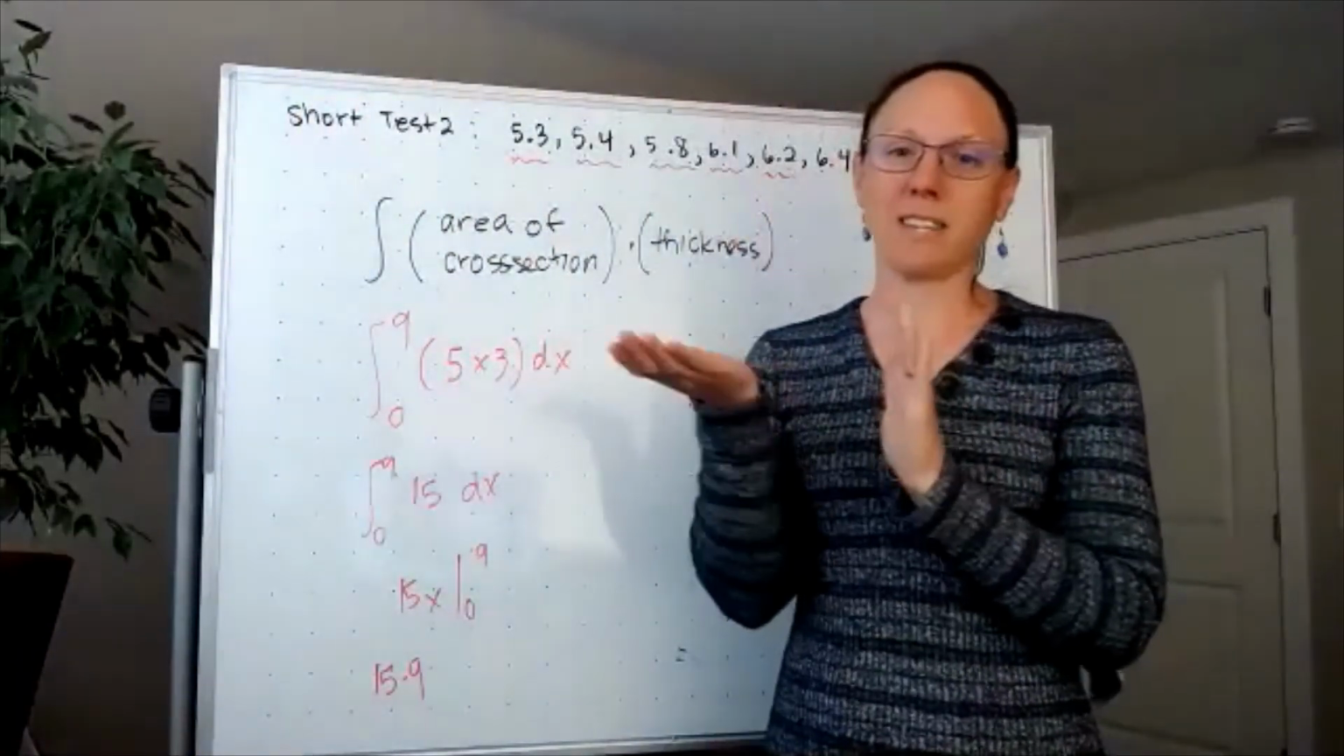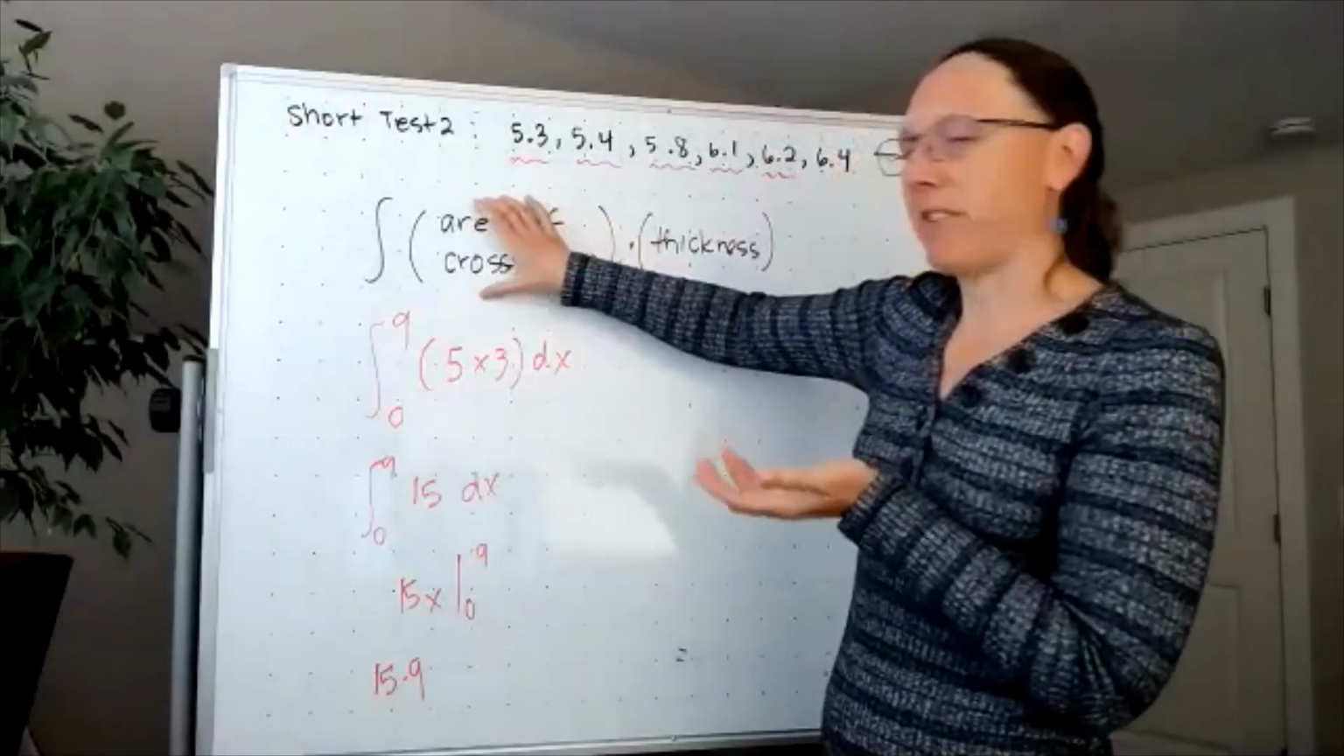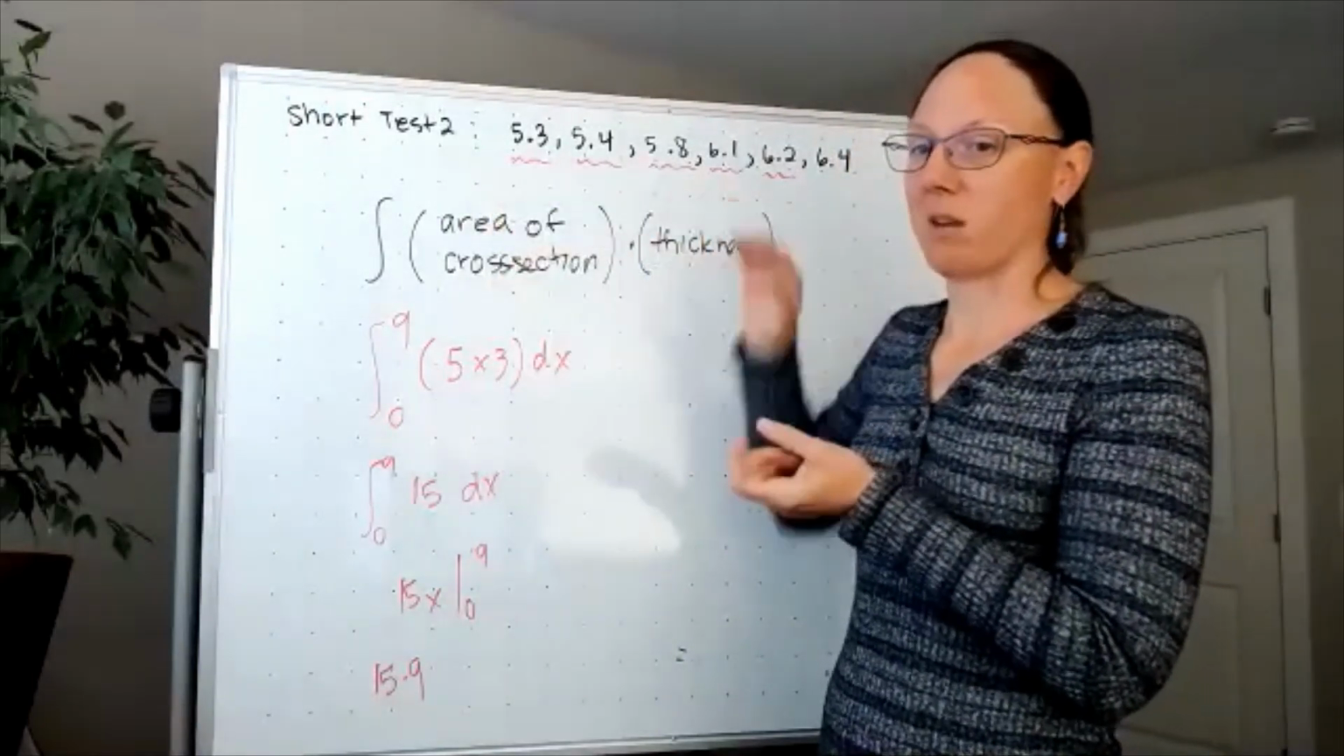But in general, when we're slicing through, we need the area of whatever that cross section looks like times some sort of thickness.